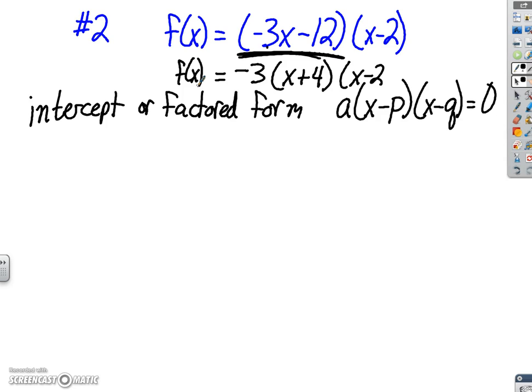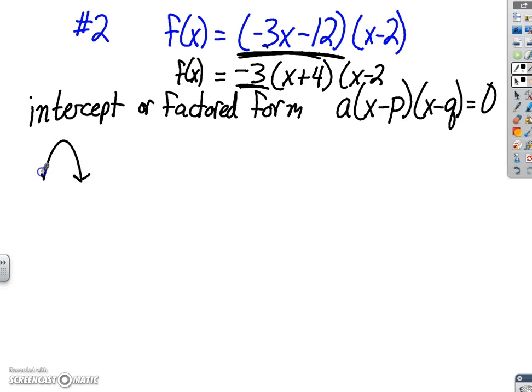From this one, is this thing smiling or is it going to frown? If we had looked at it at the beginning, before we caught that negative 3 and factored it out, we would have said there's a 1 sitting out front, so it's got to be positive. But it's not. It's got a negative 3 as the a. So this thing is frowning.